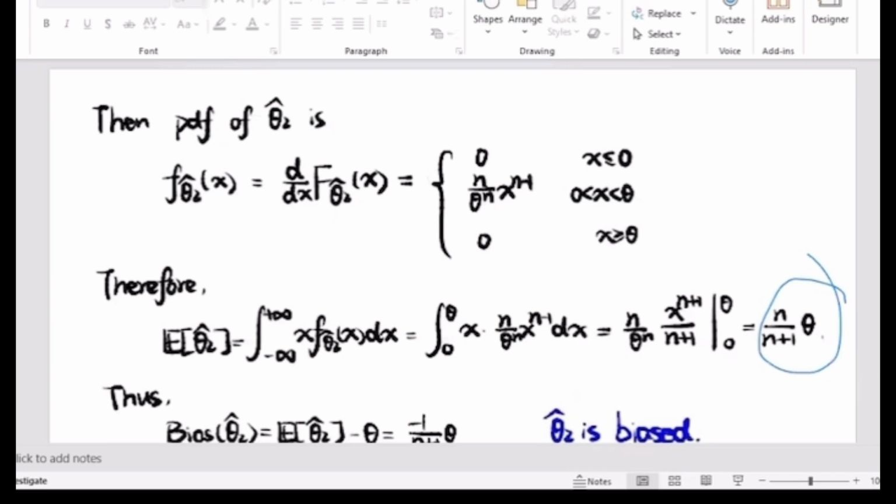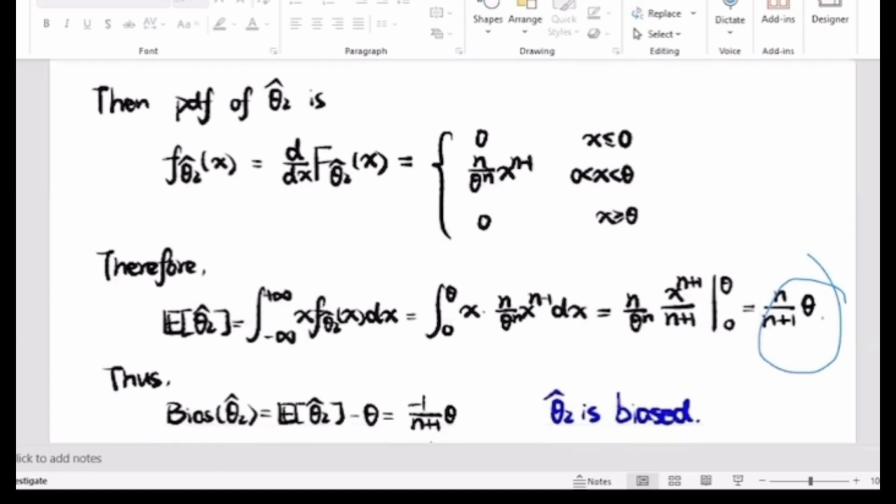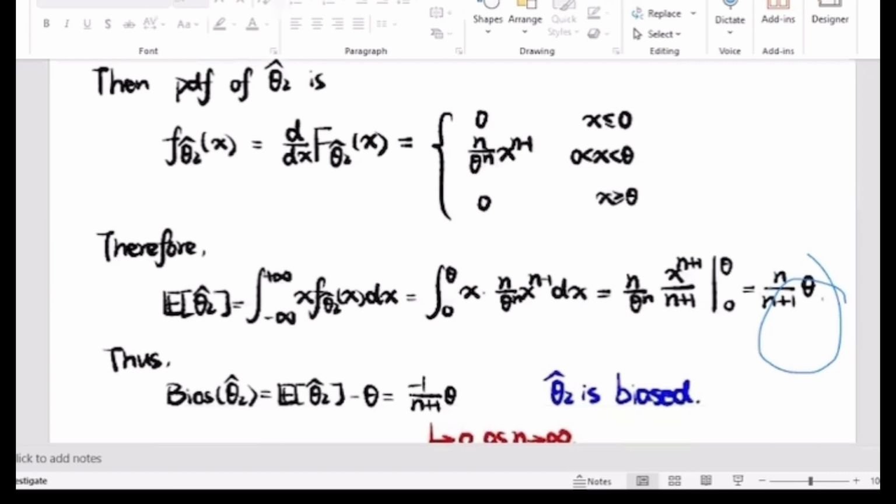Does that give us theta? That gives us something other than theta. It means theta cap 2 is biased. Can you see that now? Theta cap 2 is biased because if I want to find the bias, how am I going to know it? You're just going to come here. Take a look at this. That's how to find the bias. The expected value of theta cap 2 is n over n plus 1 theta, minus theta. By the time you simplify that, this is the bias. Does that make sense? That is how we got the bias. Any question on how we got the bias?